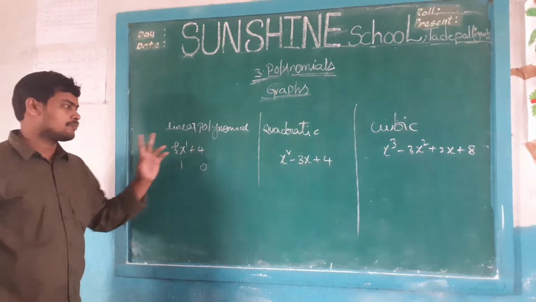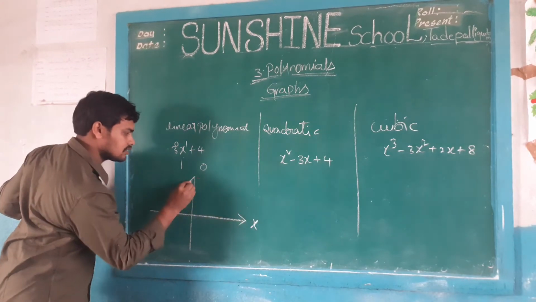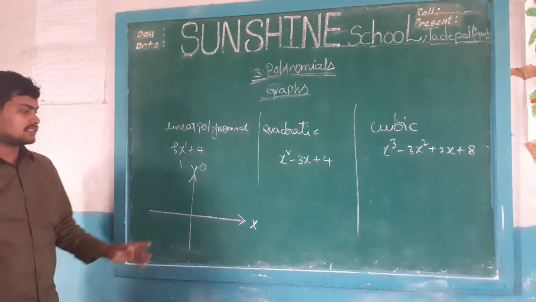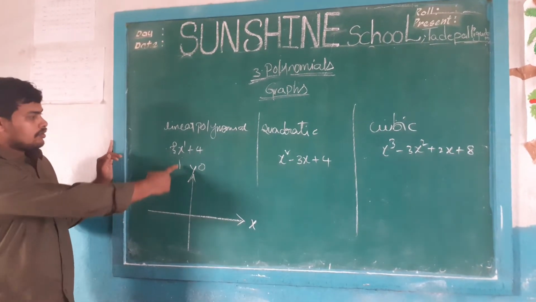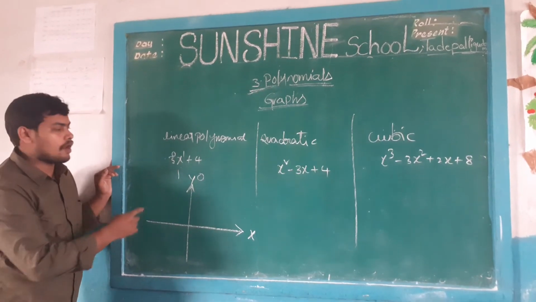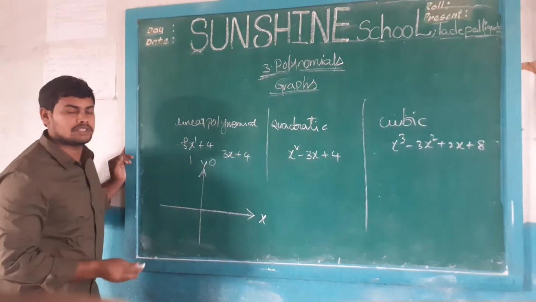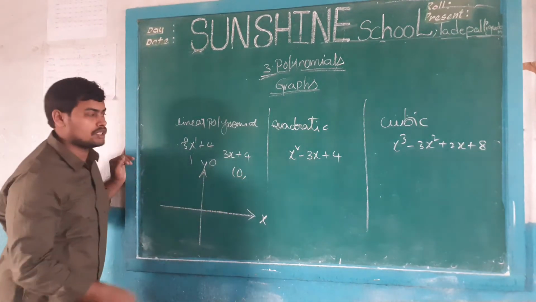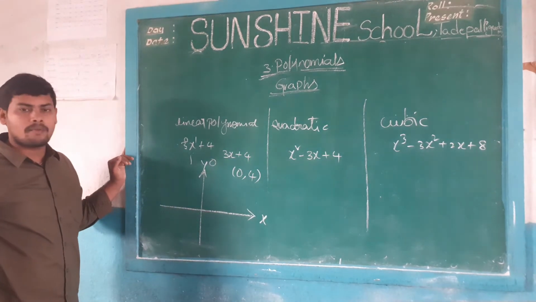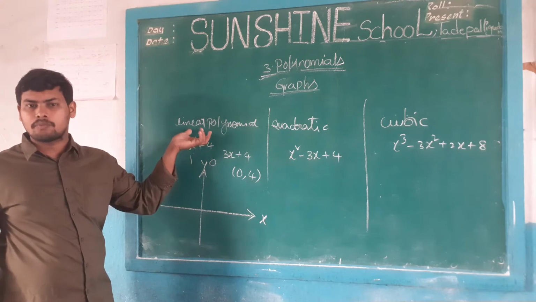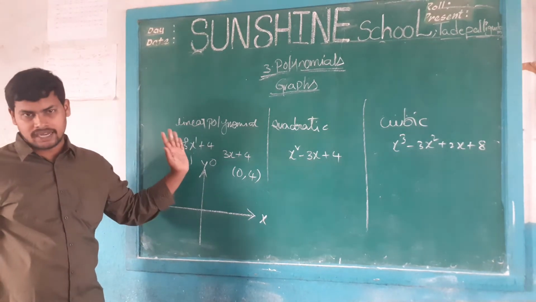First let us consider this one. This is the x axis and this is the y axis. First we have to consider 3x plus 4. Let x equal to 0. If x equal to 0, 3 into 0, 0. 0 plus 4, 4. So when x value is 0, y is 4. So it is a linear polynomial. A linear polynomial is always in the form of a straight line.